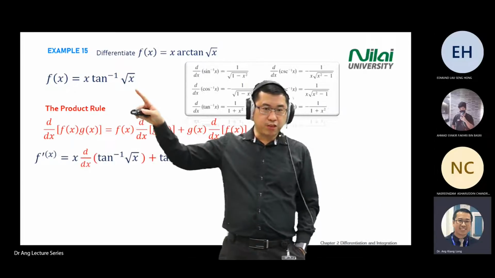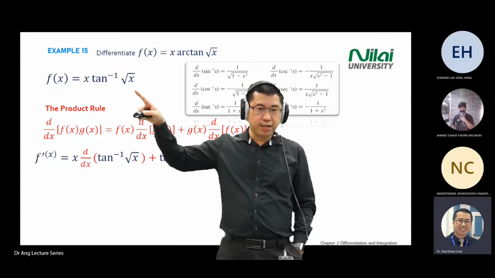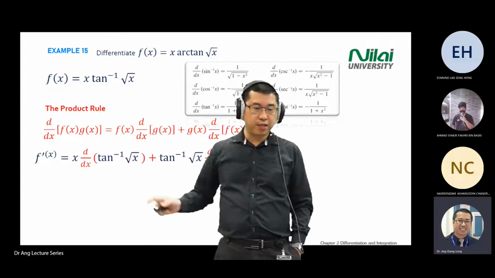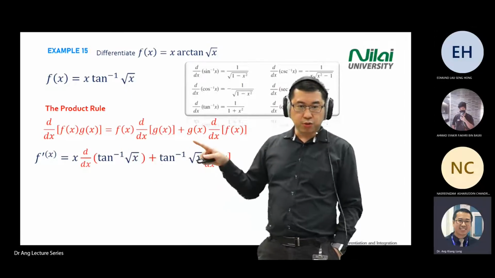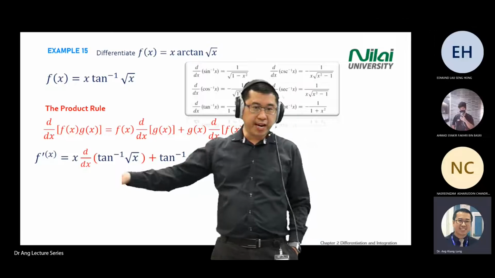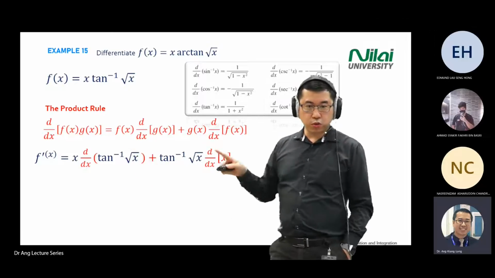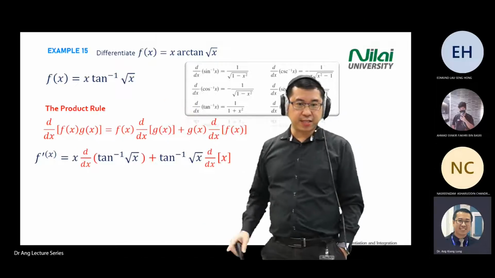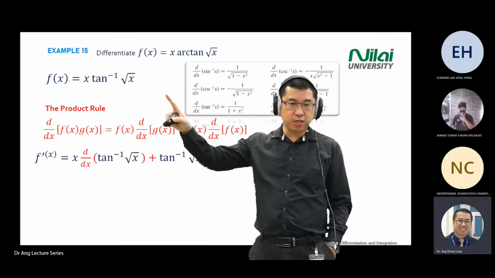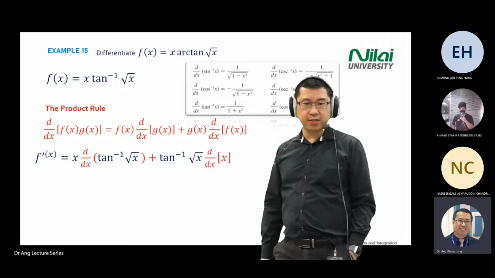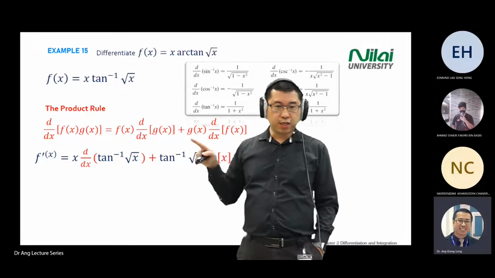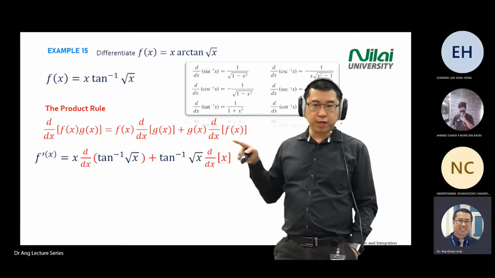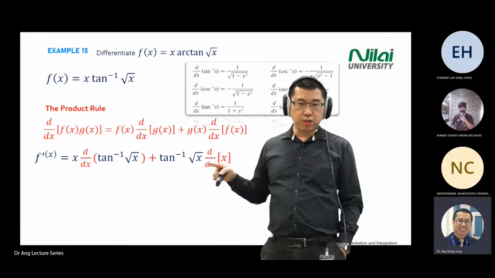So you transform this one into differentiation. You use the product rules. So f'(x) equals, you use this product rule. You know that your f(x) is x, g(x) is tan⁻¹ of square root of x. So you just substitute based on product rules into this one.